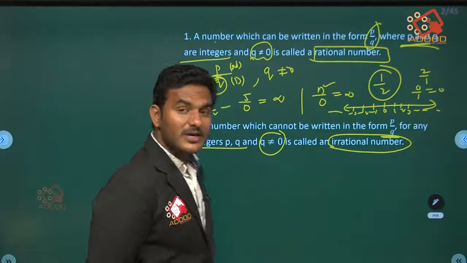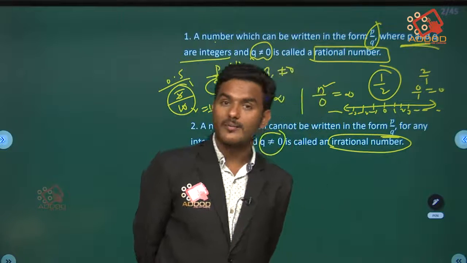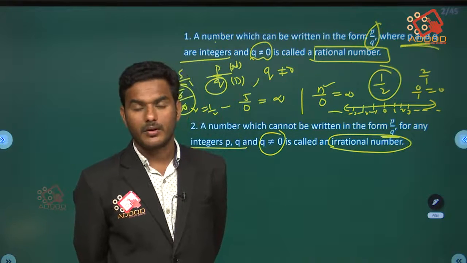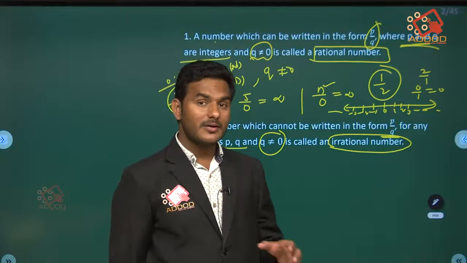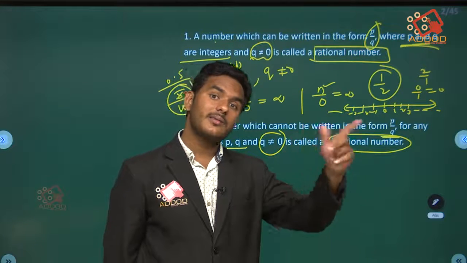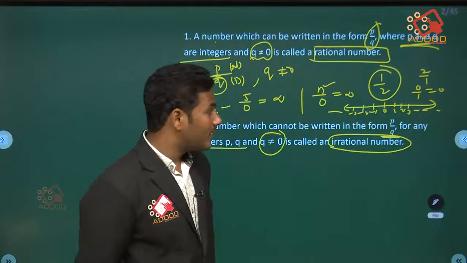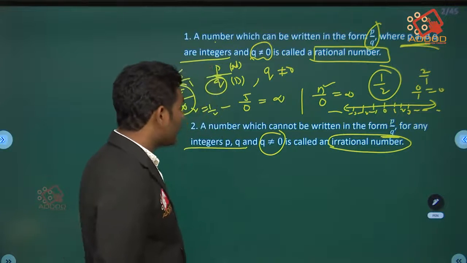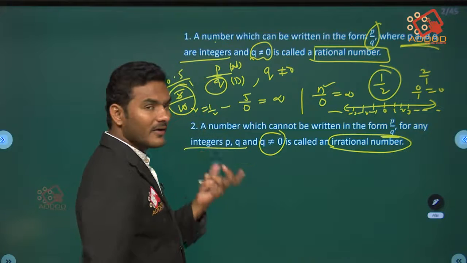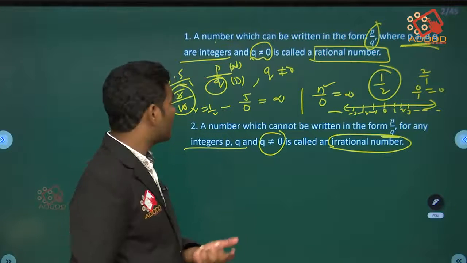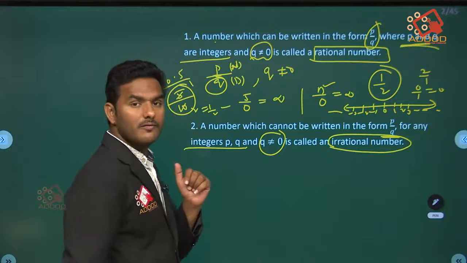So the rational numbers you can express in p by q form or decimal form. Sometimes non-terminating rational numbers also will be there. All those things we are going to learn here itself. So understood, right? So 0.5 is a rational number. Why? Because 0.5 you can express as 5 by 10.